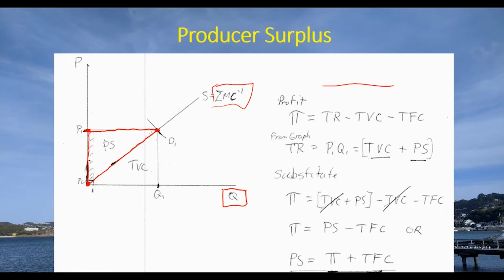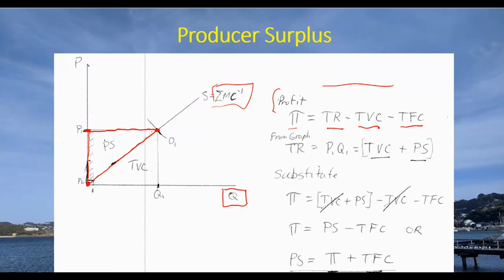Let's start with some relationships that we know about. First of all, the measurement of profit for an individual firm is given by total revenue minus total variable cost minus total fixed cost. We gave that definition before in general. This is how we would measure profit.